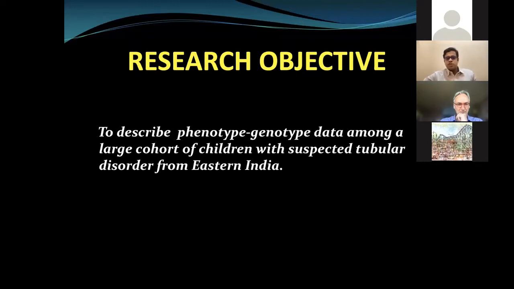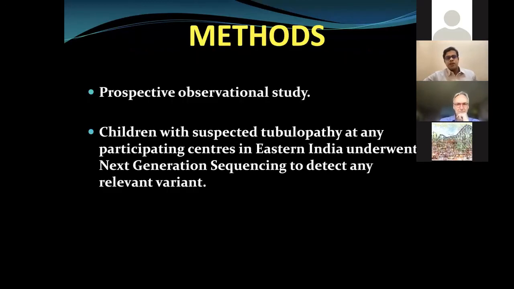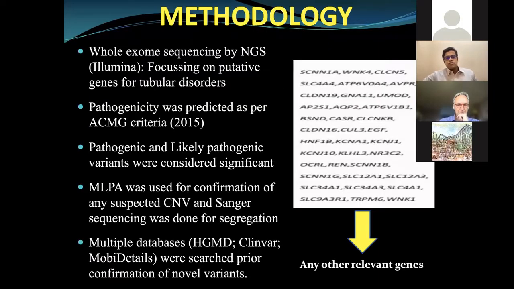Our research objective was to describe phenotype-genotype data among a large cohort of children with suspected tubular disorder from Eastern India. It's a prospective observational study. Children with suspected tubulopathy at any participating center in Eastern India underwent NGS to detect any relevant variant. The method was whole exome sequencing using NGS technology, Illumina technology, focusing on putative genes for tubular disorder.